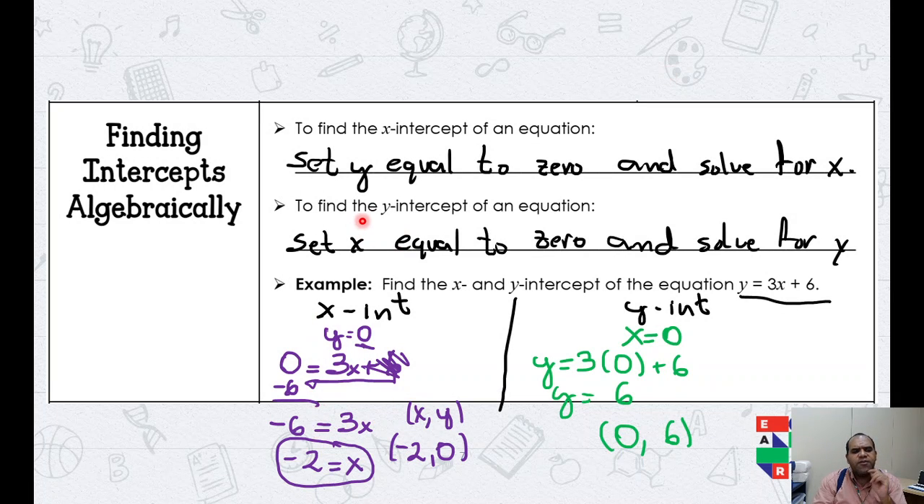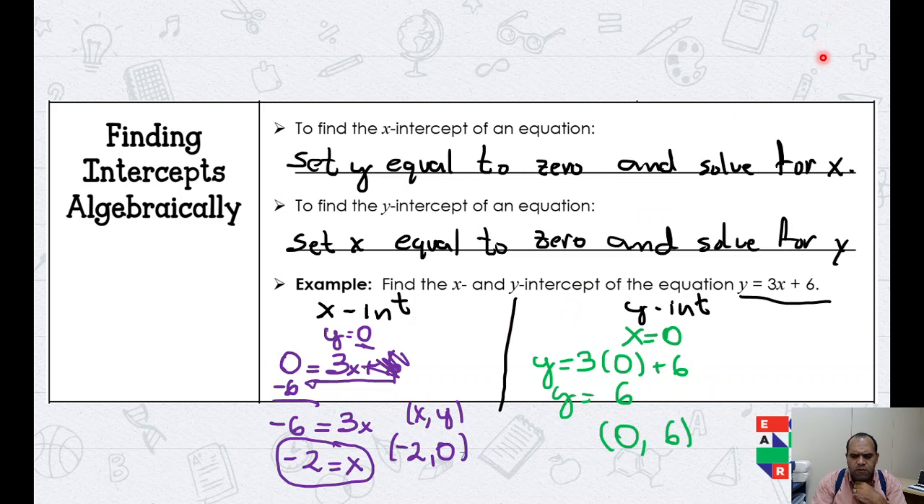Remember, the idea to find it algebraically is easy. To find the x-intercept, you need to set y equal to 0 and solve for x. And to find the y-intercept of an equation, you need to set x equal to 0 and solve for y. The same idea applies here; we solved this exercise in the classroom.